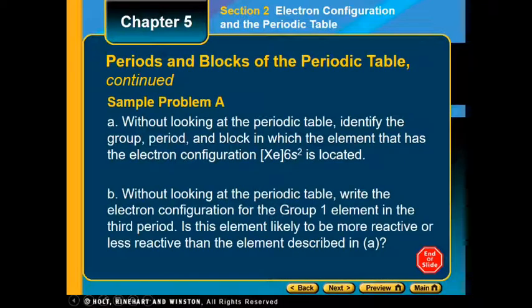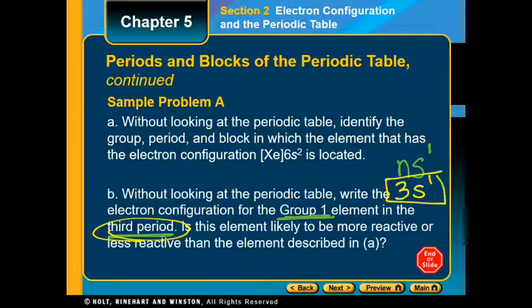And then the other one, without looking at the periodic table, write the electron configuration. This is just going to be that outer generic electron configuration for an element that is in group 1, 3rd period. So the first thing I'm thinking is, okay, group 1 falls in the s block. My generic configuration is ns1. Since it's group 1, now I just fill in what the n value is. Since I'm looking at the 3rd period, that is our value of n. So that is going to be the outer configuration.